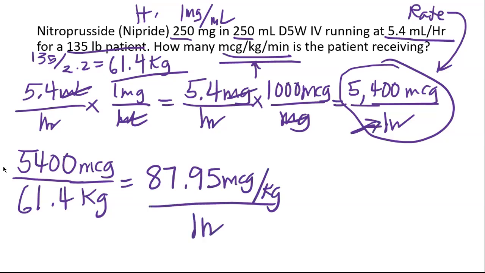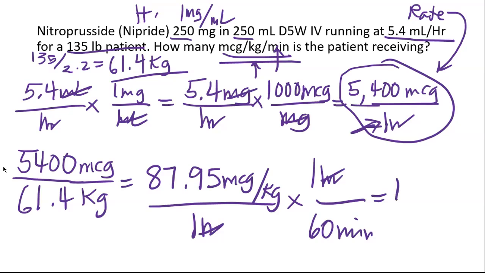All right, so now we need to convert to minutes because we need minutes right here. So we're going to go 1 hour divided by 60 minutes. And we cross this out. Okay. We have 87.98, and this is one of the times when you want to not have the unrounded number. So go 87.95 divided by 60, which is 1.465833333333.